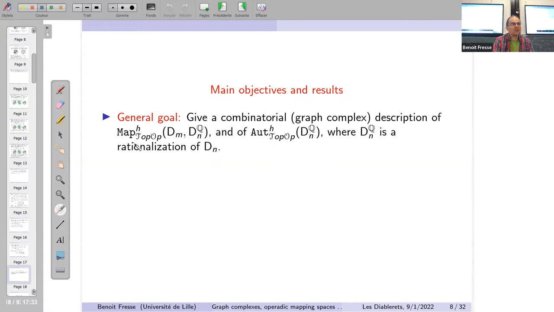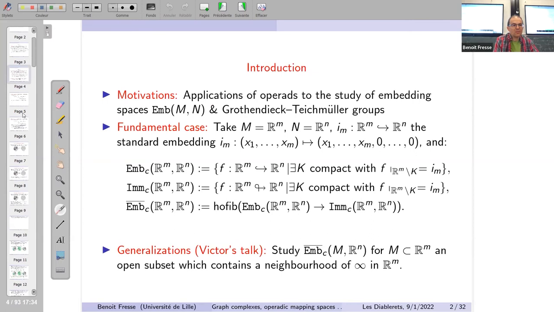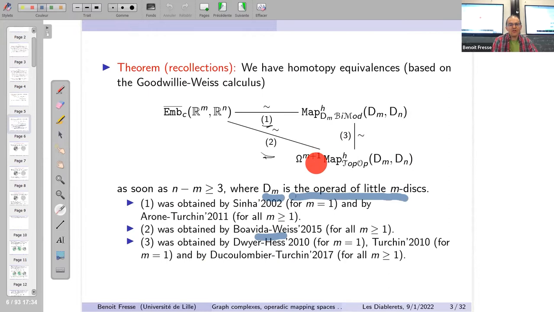So one of the first purposes of the talk will be to explain the definition of this rationalization process. To mention one point, you can check that this rationalization functor commutes with the mapping space construction. So the space of maps from D_m towards the rationalization is weakly homotopy equivalent to the rationalization of the space of maps from D_m towards D_n, at least as soon as you assume that n minus m is larger or equal to 3. So if I go back to the previous statement, with this result we get information on the rational homotopy of this space, and hence on the m plus one fold delooping of this space up to rational equivalence.